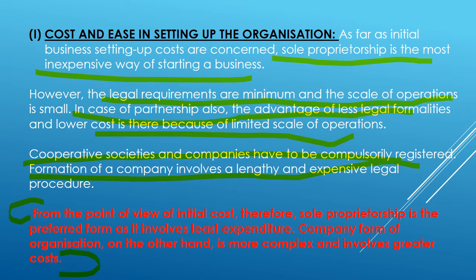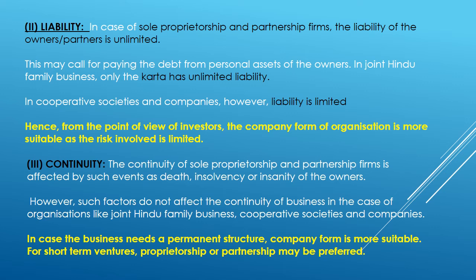Okay, so you have to know what type of form of organization you open. One is liability. The minute I say liability, I'm going to ask you: sole proprietor, what liability? Unlimited liability. Why? Because he is the single owner. When I say partnership, what liability? All the partners share unlimited liability. When I say joint Hindu family, only the Karta has unlimited liability. The co-partners have limited liability. When I say cooperative society, what is it? They have limited liability.